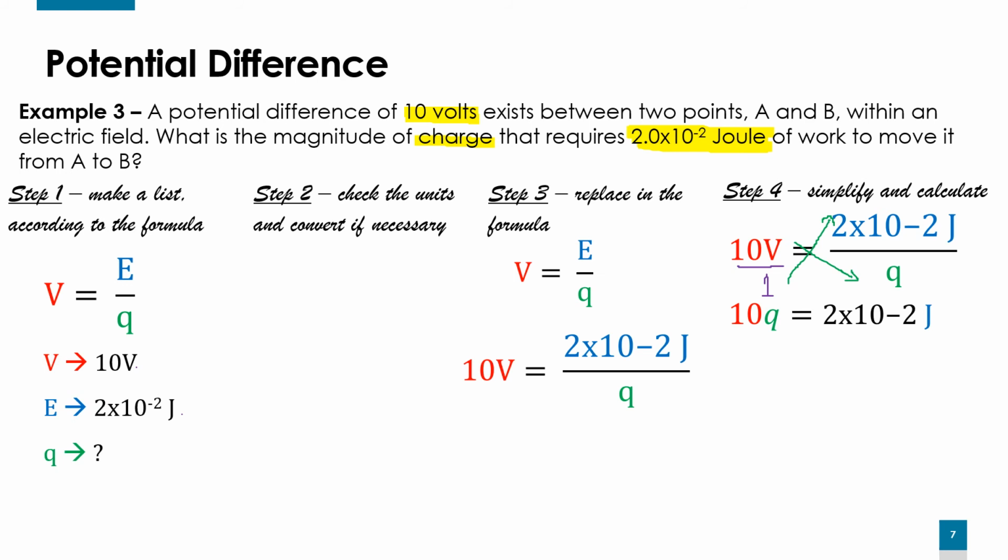What do I do now? This 10 goes over there, dividing. So Q is equal to, I'm just simplifying here, 2 times 10 to the power of minus 2 as 0.02, divided by 10. Now, what happens here? My volts is the same as joule per coulomb. If I have joule here and joule here, they cancel each other. So I just have coulomb. So my charge will be 0.002 coulomb.